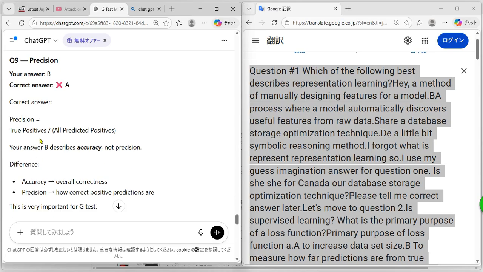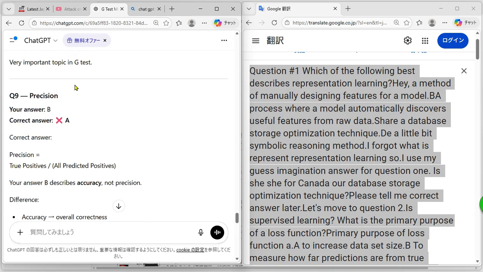True positives over all predicted positives. My answer B describes accuracy, not precision. Difference: accuracy is overall correctness. Precision is how correct positive predictions are. Precision is true positives over all predicted positives.